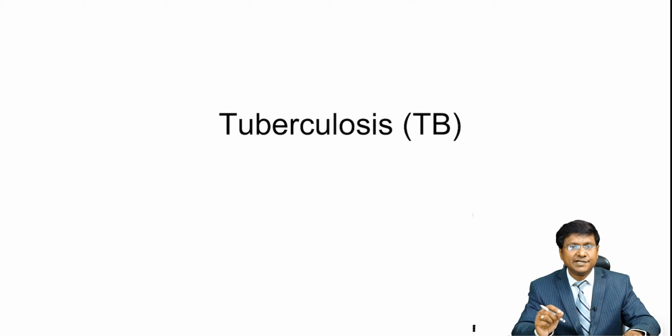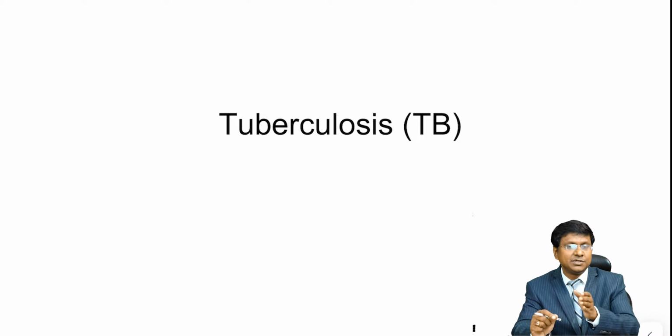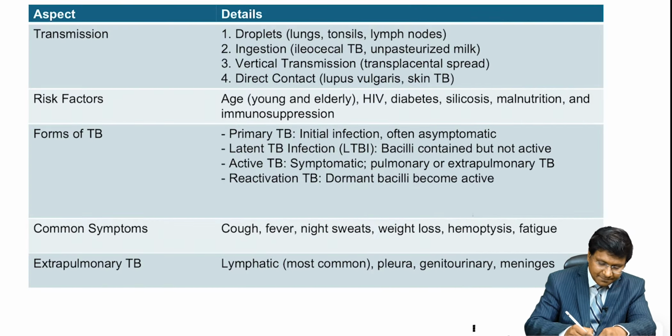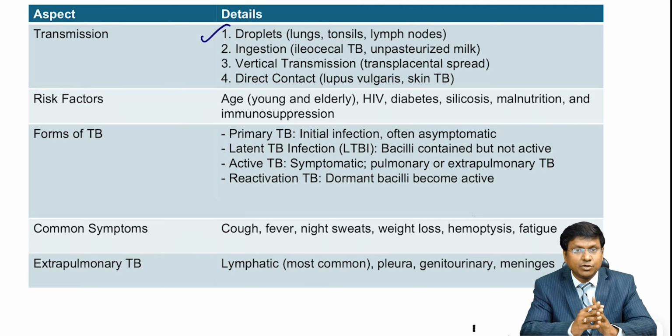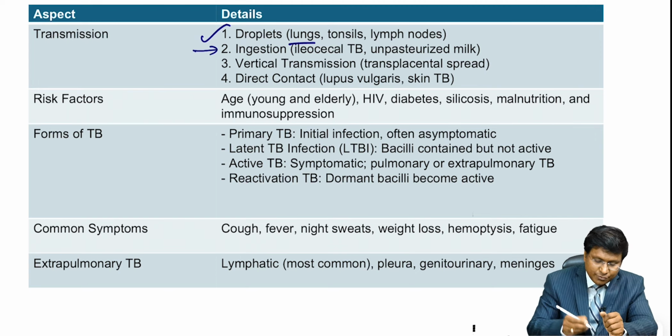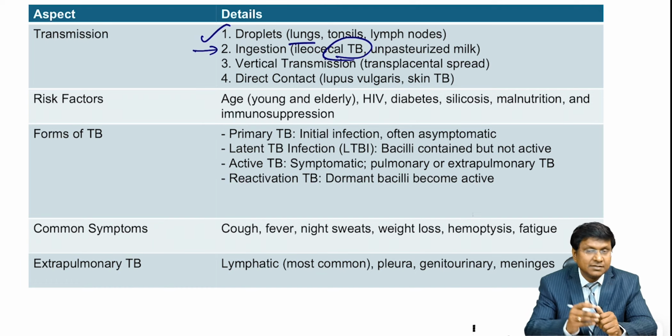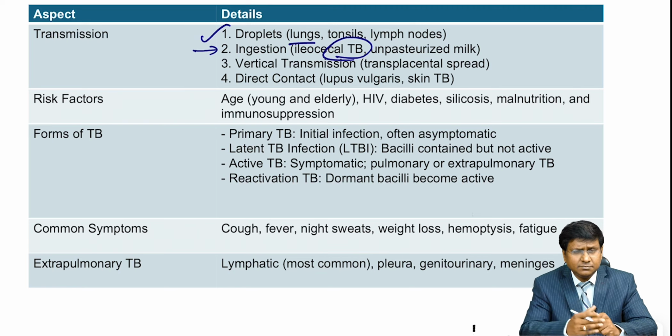The next important topic in the discussion is the tuberculosis. So tuberculosis, which is caused by Mycobacterium tubercle bacilli, is transmitted from one person to the other person by the following ways. That is by droplets, that's the main mode of transmission, wherein the organism, once it is inhaled, will seed in the lung or in the tonsil or in the lymph node. And it can also be transmitted by the ingestion of unpasteurized milk, and that will result in the development of ileocecal tuberculosis, because there is rich lymphatic supply, that is Peyer's patches, at the level of the ileum.